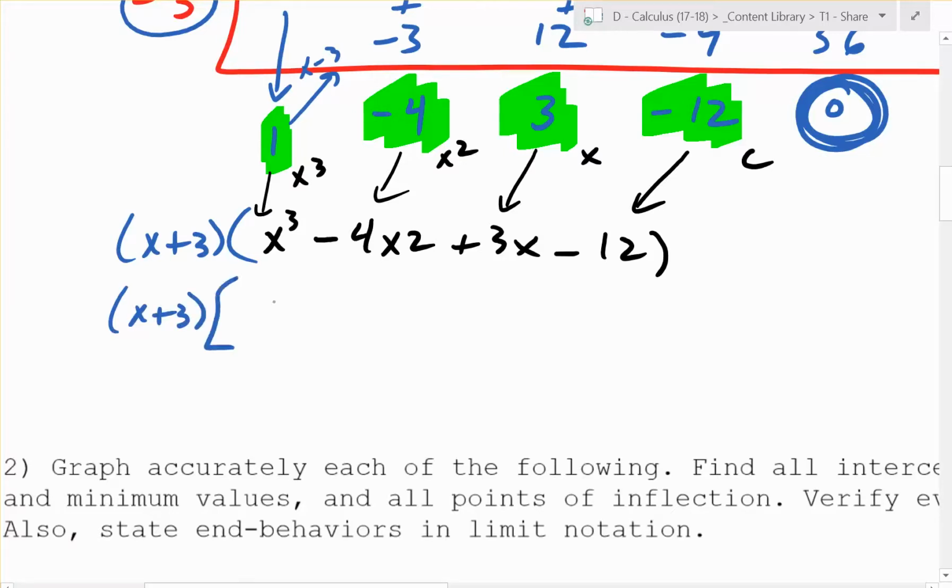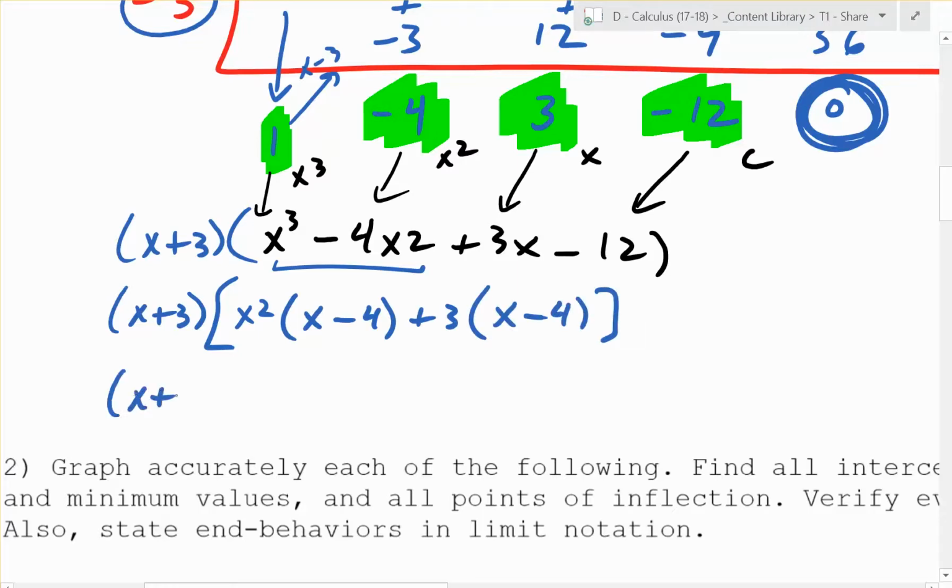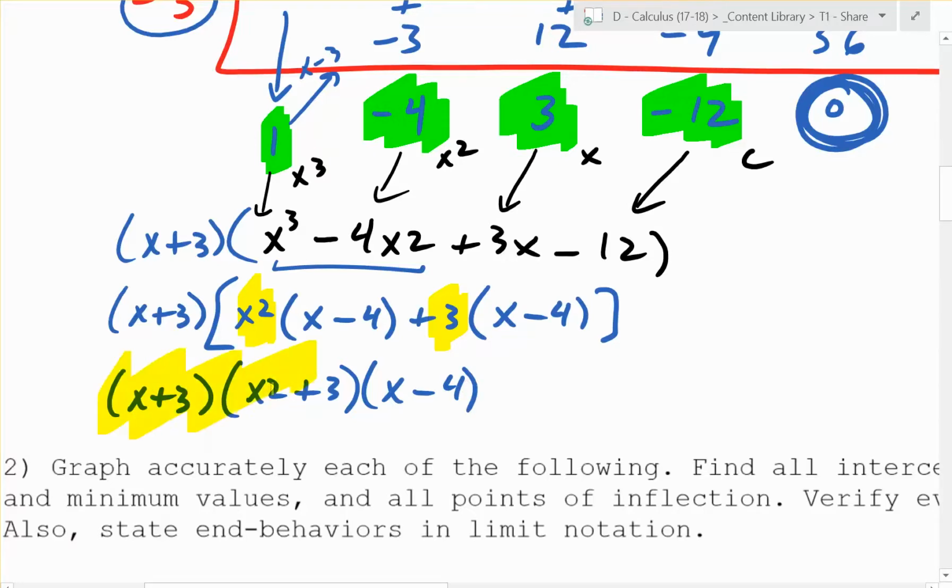The x plus 3 stays there. And what can we factor out of the first two terms? We can factor out an x squared, so you get x squared times x minus 4. And then let's factor out a 3 here, and we end up with x minus 4. So that means this factors into x plus 3 stays, but now you have x squared plus 3, and you're left with x minus 4. So now we have fully factored that polynomial.